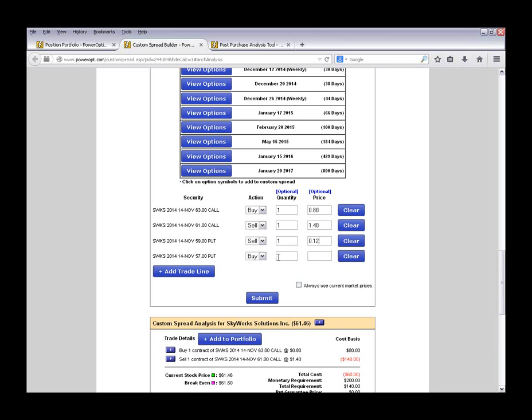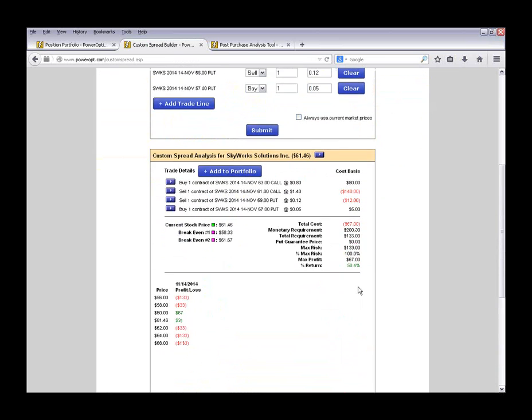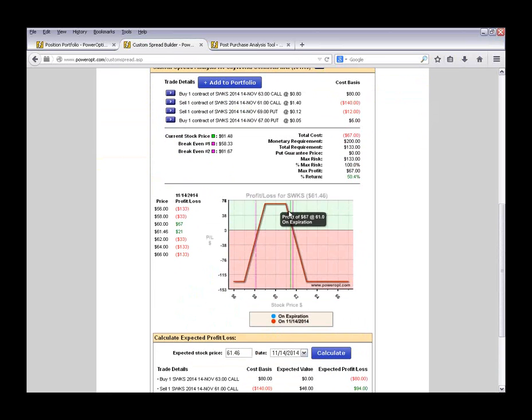12 cents. And let's say that we got lucky and we can buy this at 5 cents. All right, let's go ahead and submit that. So we'll get a nice 7-cent additional net credit. We now have an iron condor position, and what's interesting is that that 7 cents was almost enough right now where the stock is to still put us below that upper break-even at expiration. The upper break-even is now 61.67.